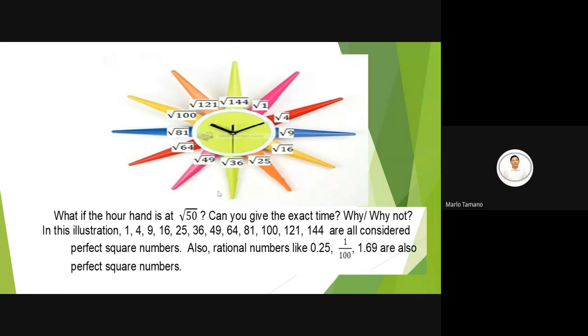In this illustration, we have 1, 4, 9, 16, 25, 36, 49, 64, 81, 100, 121, 144, which are all considered perfect square numbers. Also, rational numbers like 0.25, 1 over 100, 1.69 are also perfect square numbers. Okay? So, tatandaan po yung sinabi ko sa inyo, yung square root of 1. So, we have here 1, 4, 9, 16, 25, 36, and so on, hanggang 144.